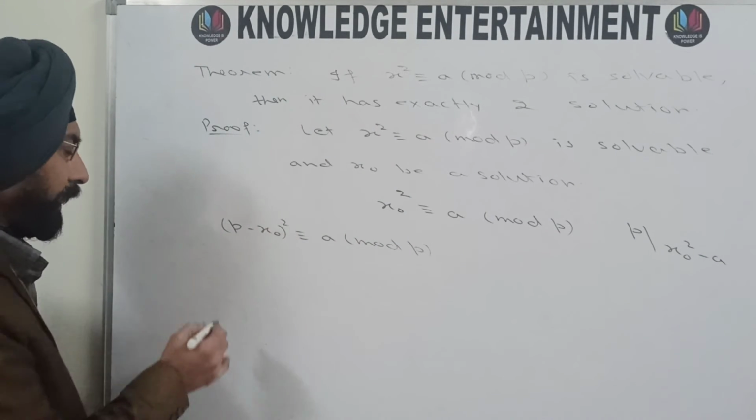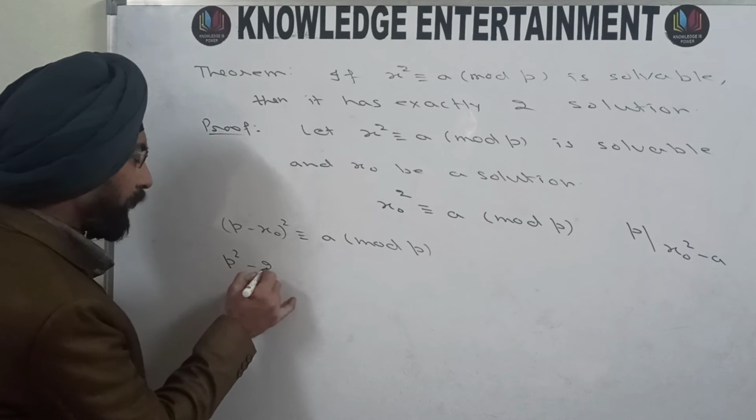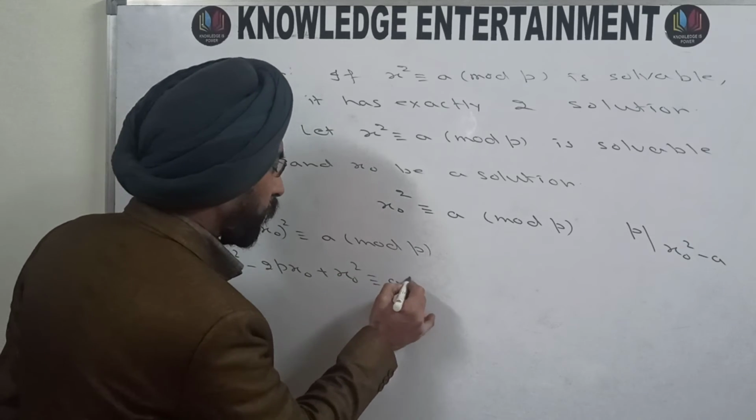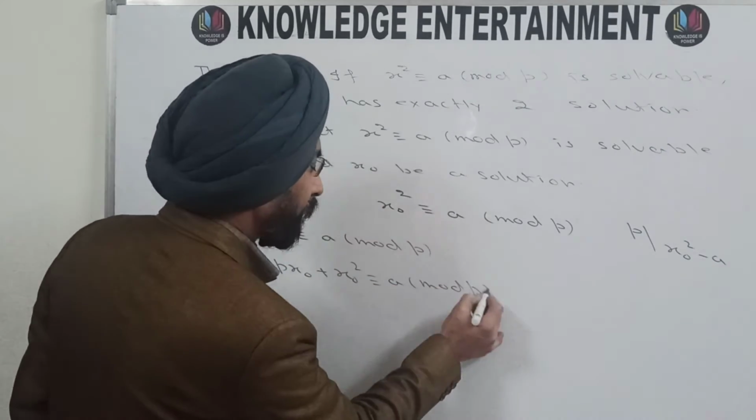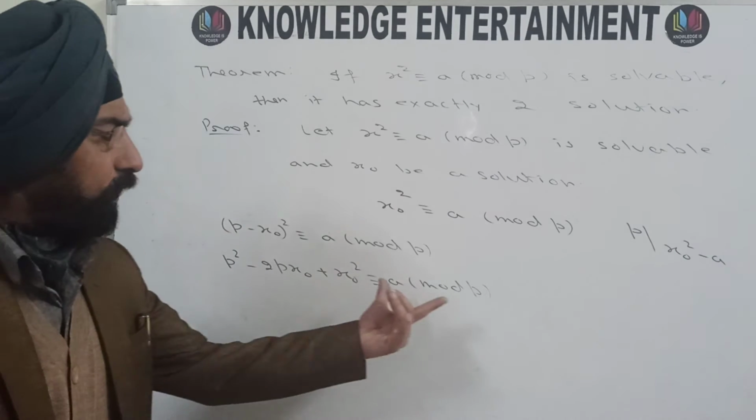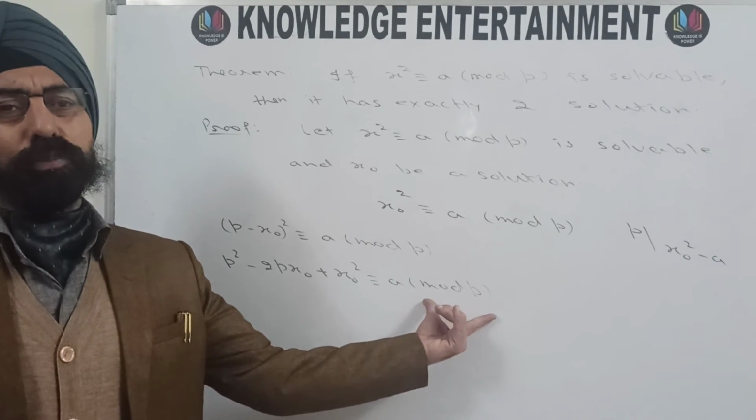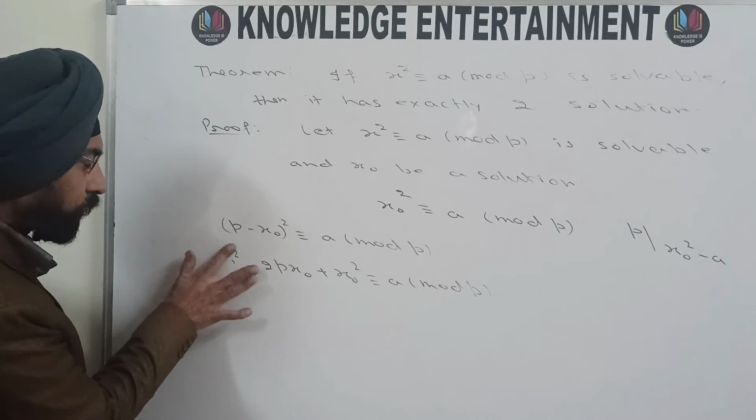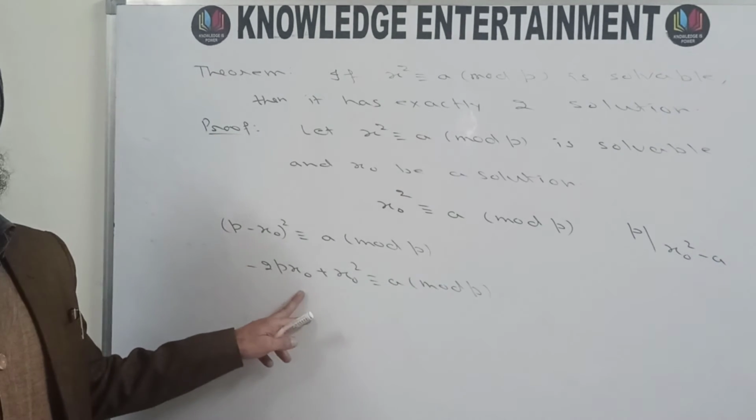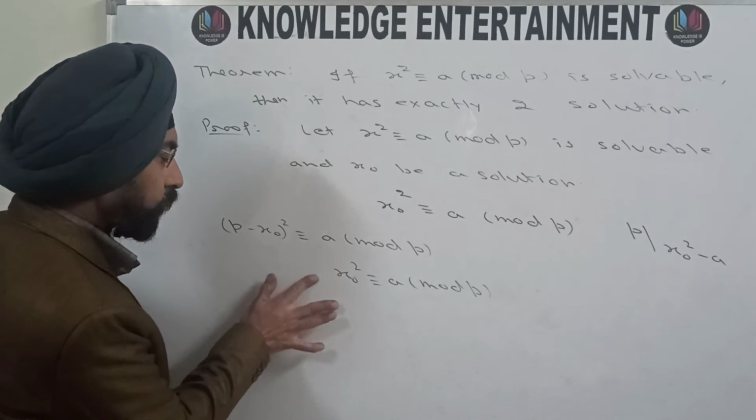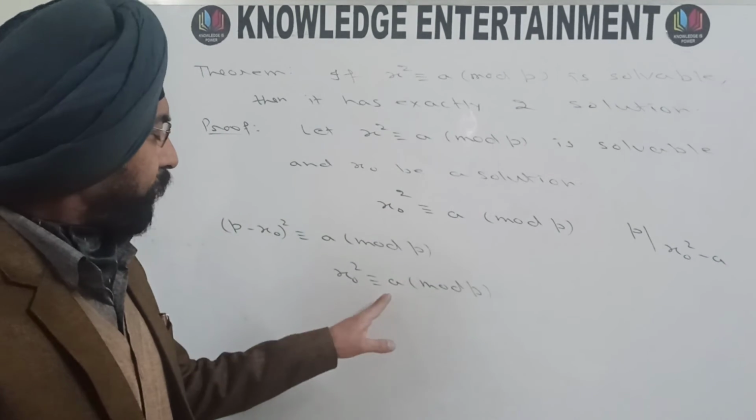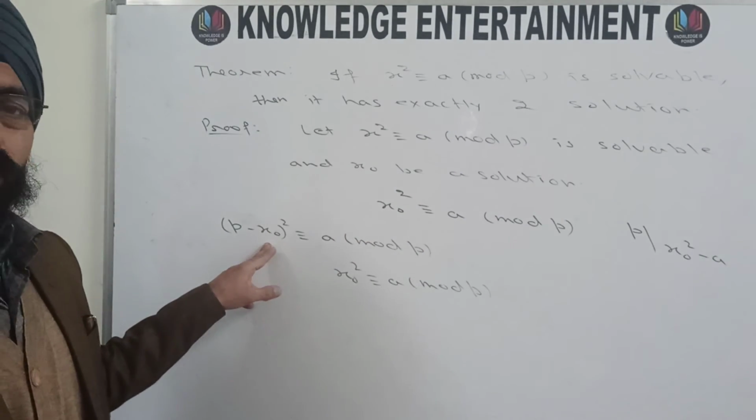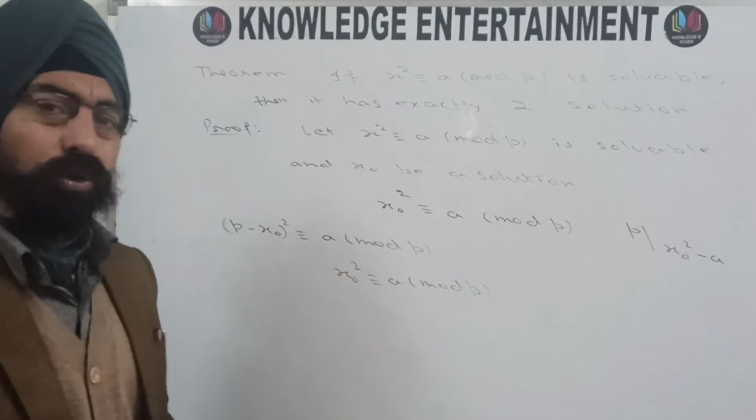If you open this square, you will get p square minus 2p x naught plus x naught square is congruent to a modulo p. And we know that it is a congruence equation modulo p, so any multiple of p can be removed. This p square is a multiple of p, so it can be removed. This minus 2p x naught is a multiple of p, so it can be removed. So what you are going to get is x naught square is congruent to a modulo p, which is already true. So that means this equation is also true. So that means p minus x naught is another solution.